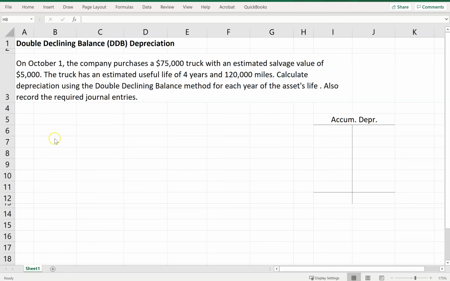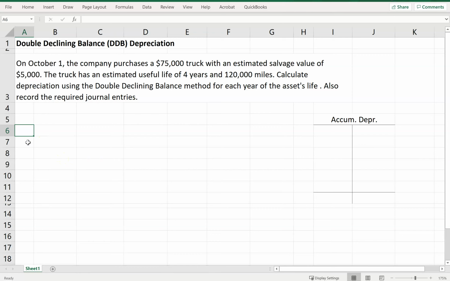Let's jump right in. On October 1st, the company purchases a $75,000 truck with an estimated salvage value of $5,000. The truck has an estimated useful life of 4 years and 120,000 miles. Calculate depreciation using the double declining balance method for each year of the asset's life and also record the required journal entries.